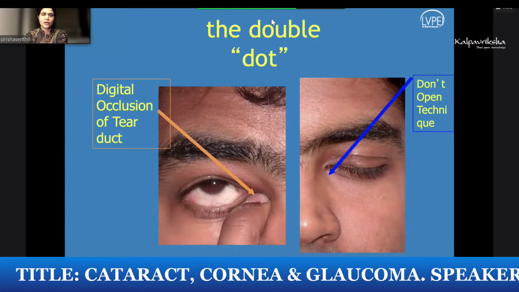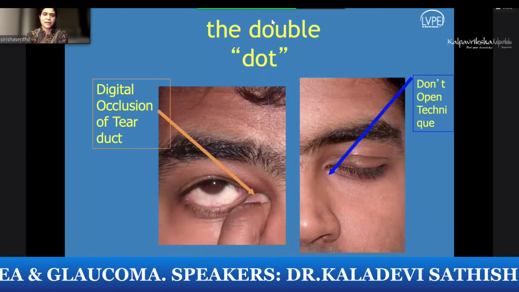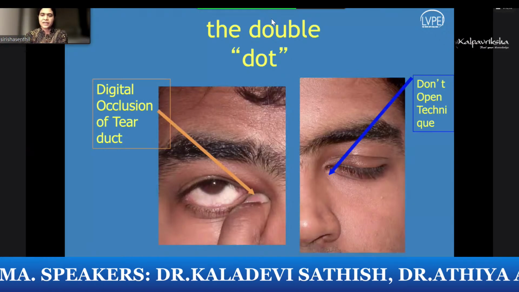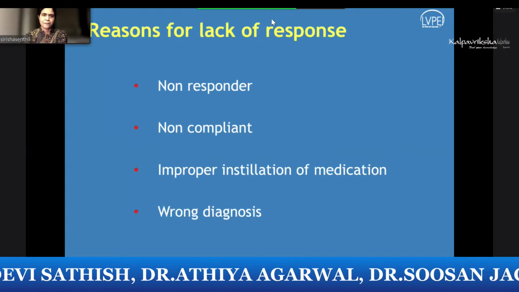This is something that we always have to tell the patient: apply the drop and keep the eye closed and keep the punctum occluded. The systemic absorption goes down by almost 80% when we do this technique.